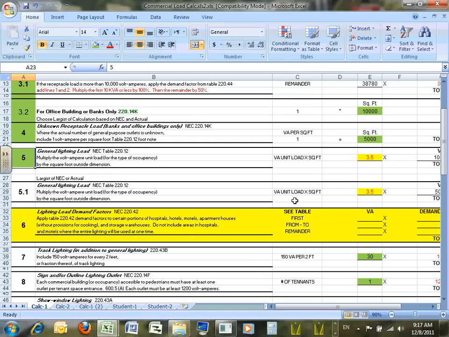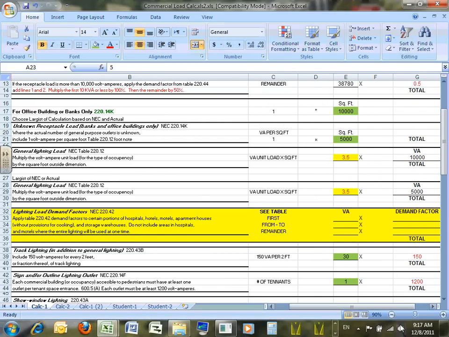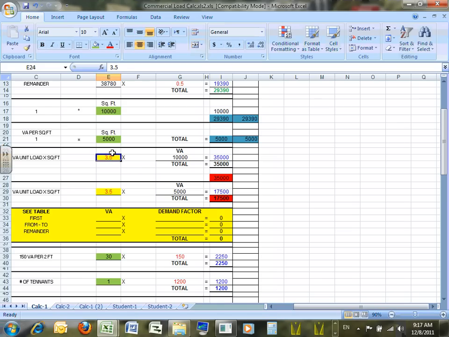So we go back. Now I have two things here. I have 3.5 times the 10,000 square foot of the building, which gives me 35. And I also have another 3.5 times 5. Anybody know where the second 5K came from? That's the future expansion. It gives me 17.5. So the total I have to add for lighting is 35K and 17.5K, some for day one and the others for the future. Where did these come from? From table 220.12. Any question about the lighting?